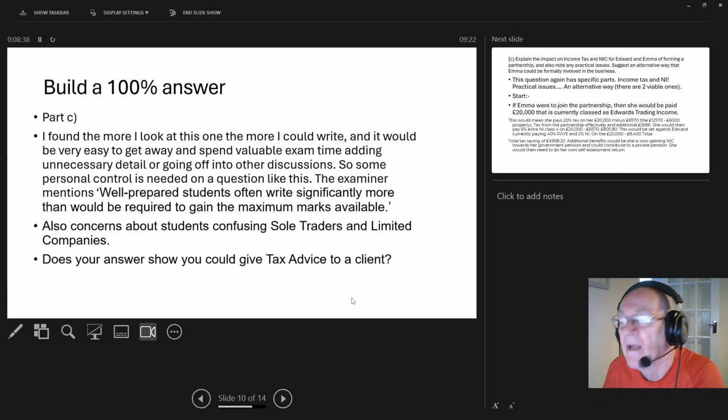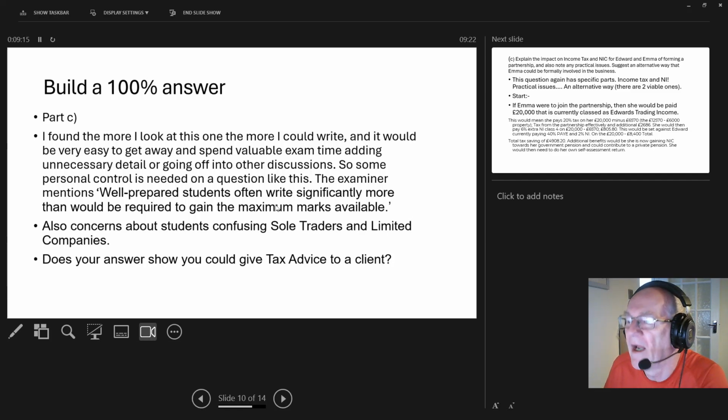Part C, the last bit. This is the one where, the more I looked at it, the more I could write. I could go in now and add a few more words. Obviously you have to watch that you don't spend valuable exam time adding unnecessary detail or going off on a tangent, into other discussions. So a little bit of personal control and practice against the clock is needed. Make sure you do practice. The AAT ones are against the clock, but they don't give you any feedback or marks for your written tasks. So screenshot them and get your teacher, or somebody who understands the marking criteria, to have a look at them.